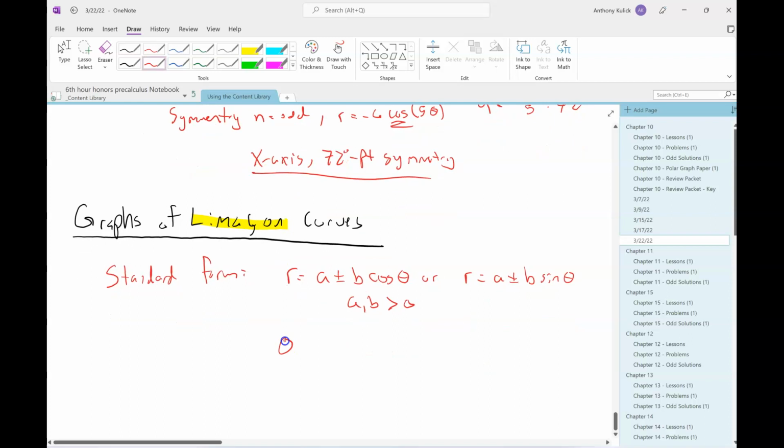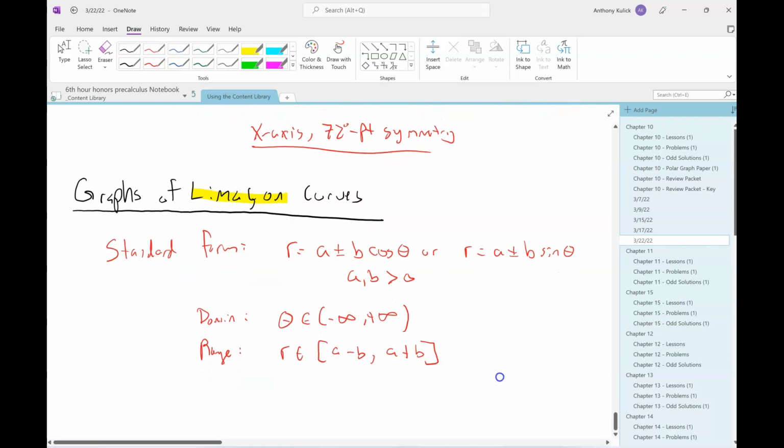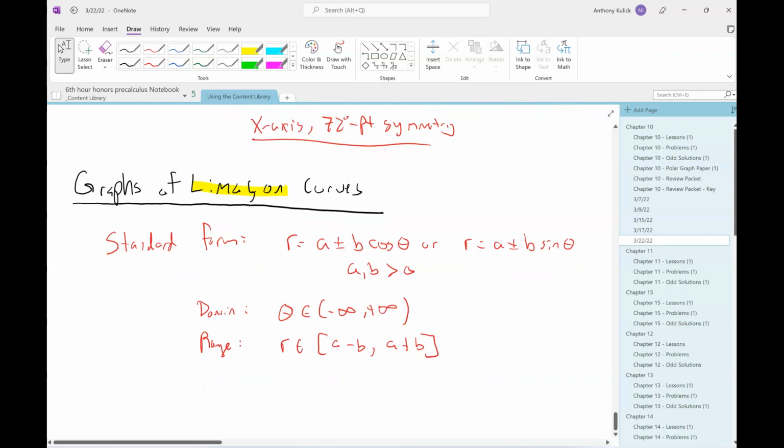Cool. All right. The domain, again, since it's just depending on sines and cosines, is all real numbers. The range is going to be a minus b to a plus b, where the maximum value is at a plus b and the minimum value is at a minus b.